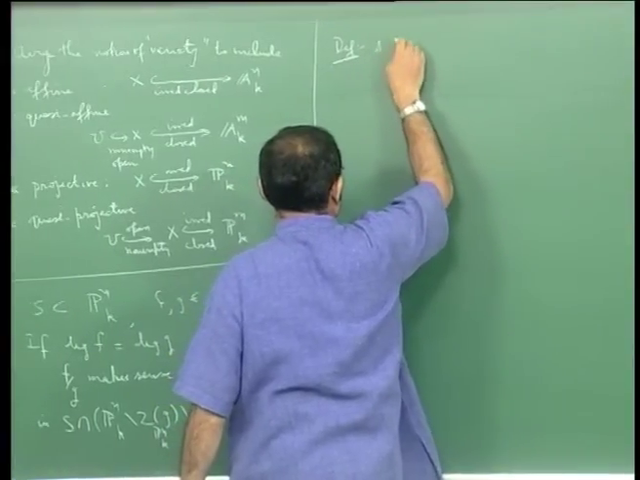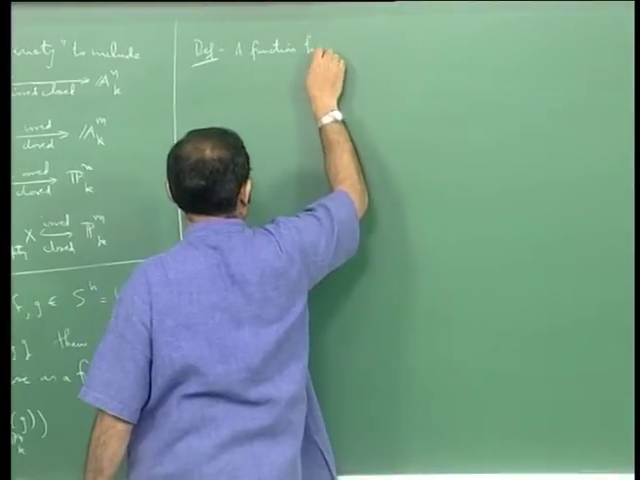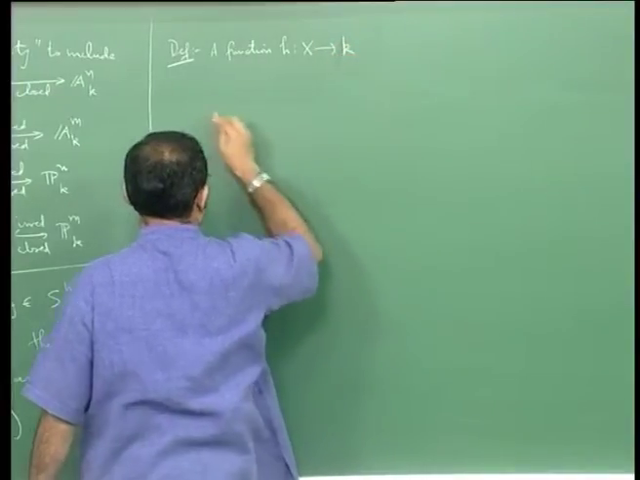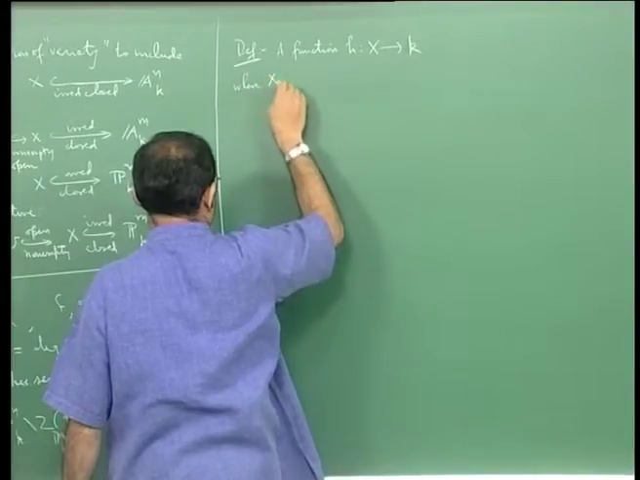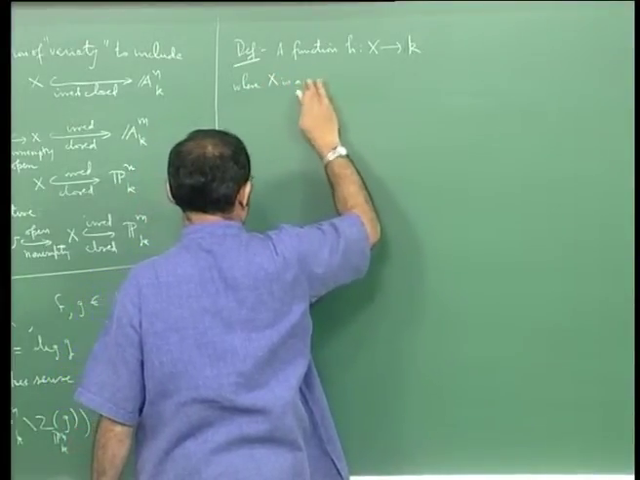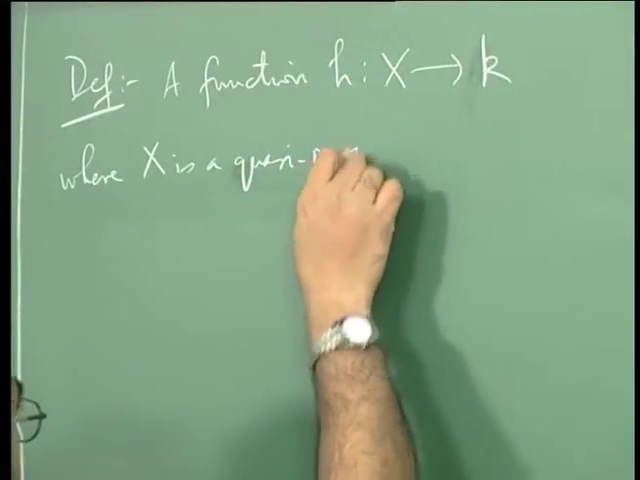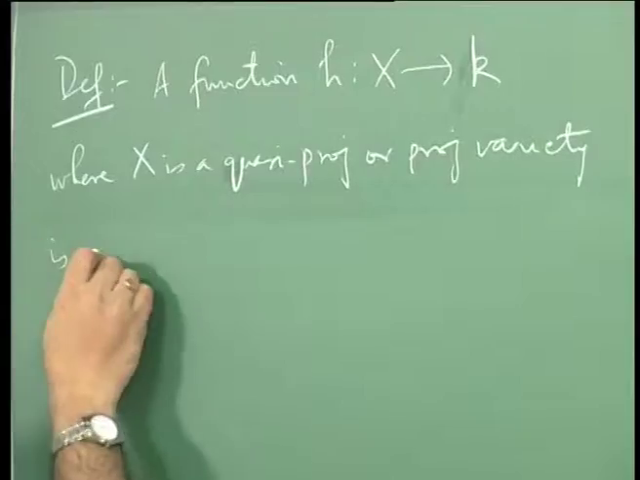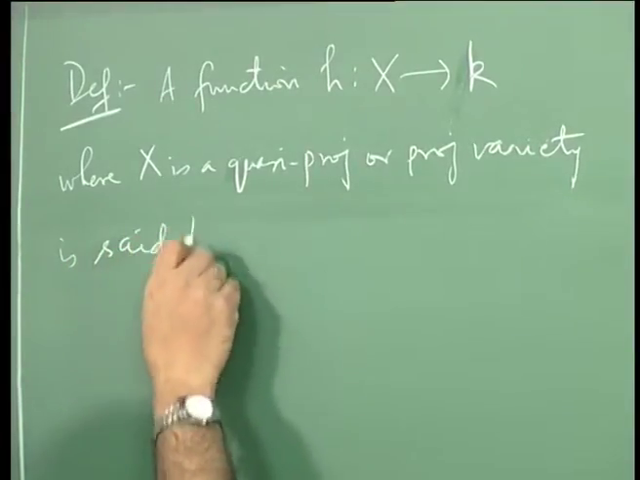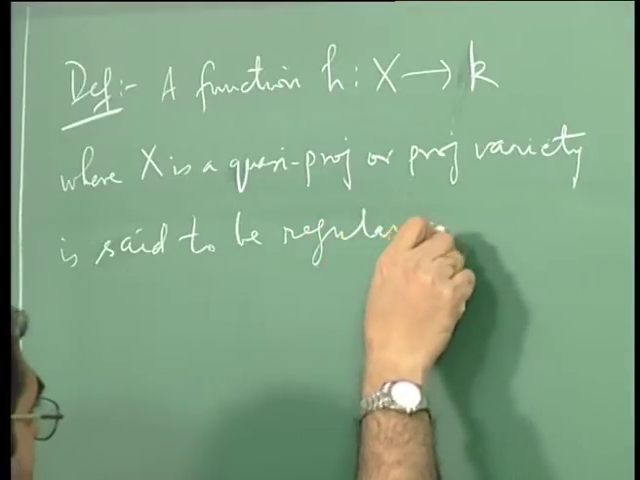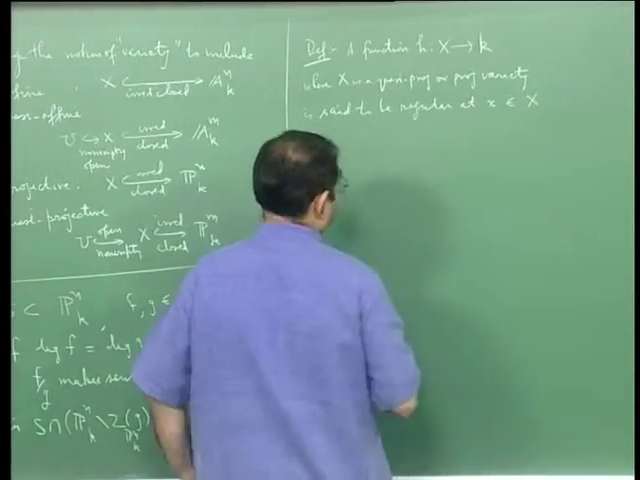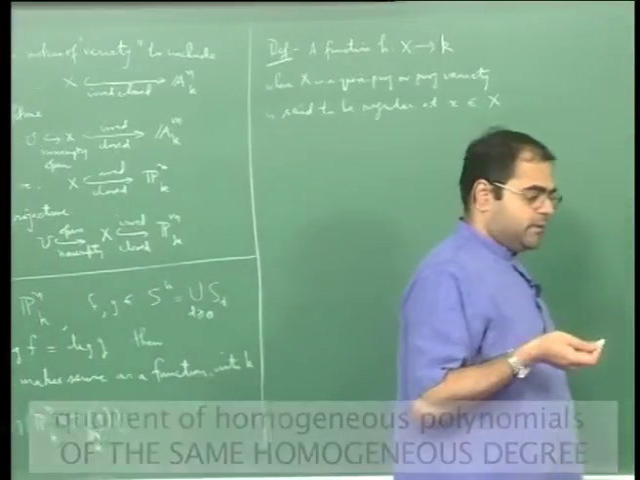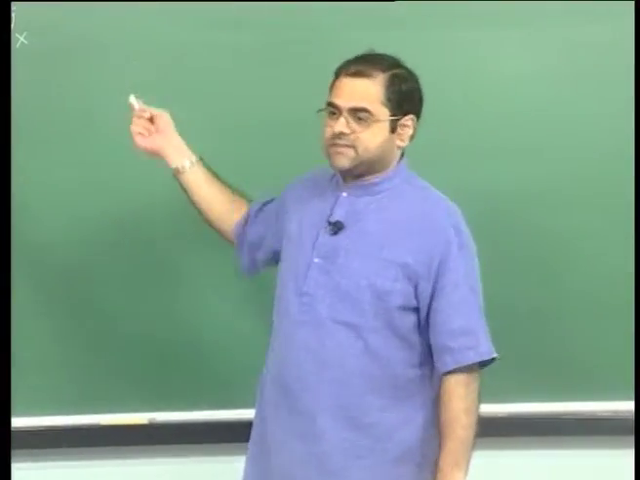A function h from X to k, where X is a quasi-projective or projective variety, is said to be regular at x in X if it locally looks like a quotient of two homogeneous polynomials, and the number of variables is equal to one more than the dimension of the projective space in which X sits.